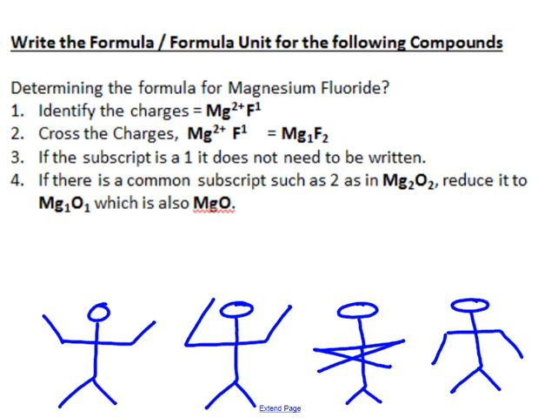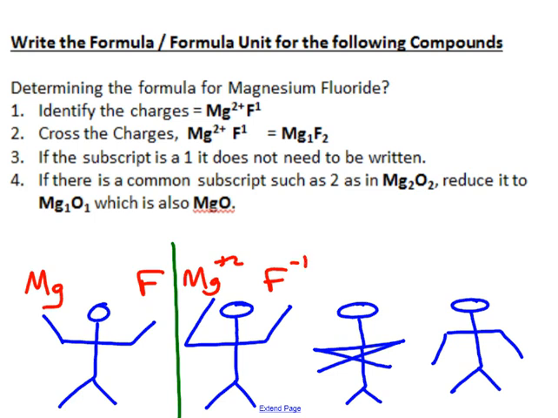Let's try magnesium fluoride. Symbol for magnesium, Mg. For fluoride, I know that comes from fluorine, that's an F. Now I'm going to take those symbols and I'm going to figure out their charges. So remembering that we have magnesium and fluorine, magnesium is in group 2 on the periodic table and has a charge of +2. Fluorine is in group 7 on the periodic table and has a charge of -1. So I've written those in the charges position.